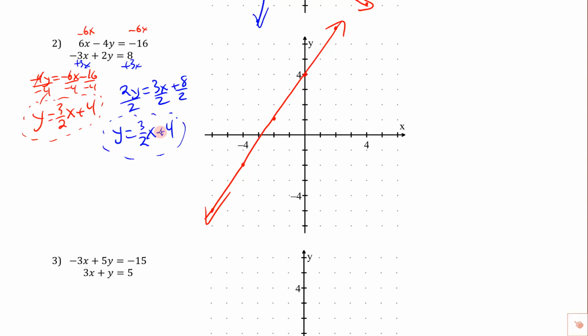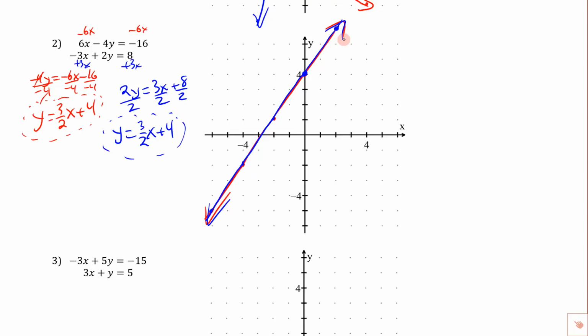And then let's take a look at the blue one. This one crosses at 4. Hey, wait a minute, take a look at this. It crosses right there, and the slope is 3/2, so we would rise 3 and run 2. So this is exactly the same line. So do you remember what happens if the lines are right on top of each other?